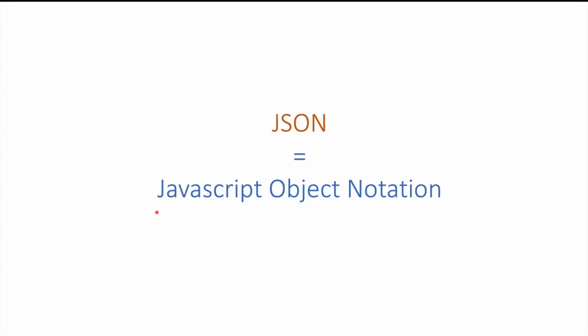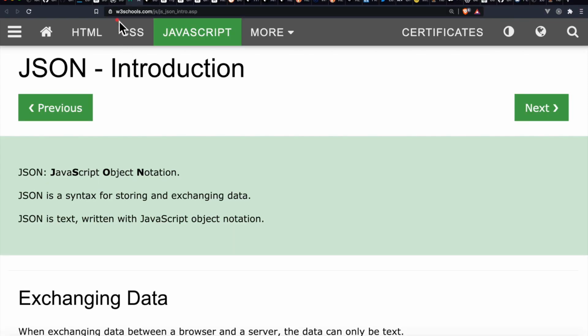Let's quickly discuss JSON. JSON stands for JavaScript Object Notation. The introduction page for JSON at W3 Schools says that JSON is a syntax for storing and exchanging data, and JSON is text written with JavaScript object notation.